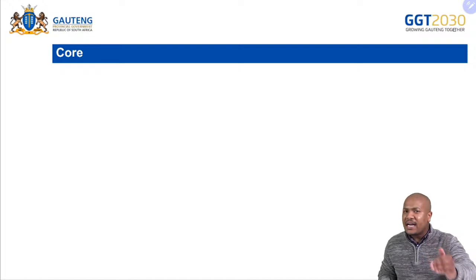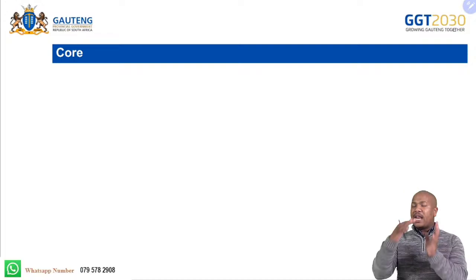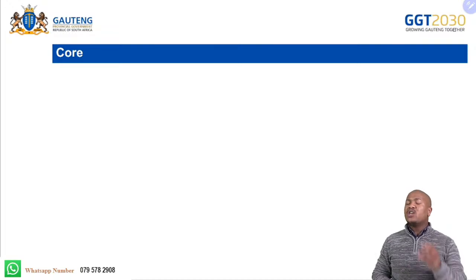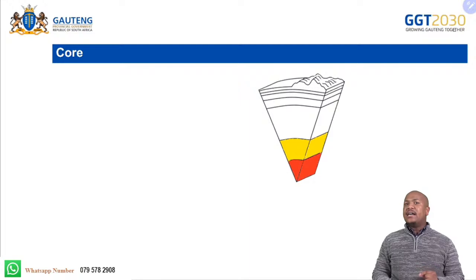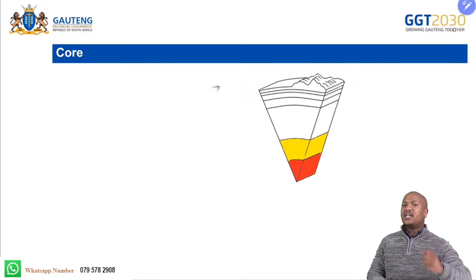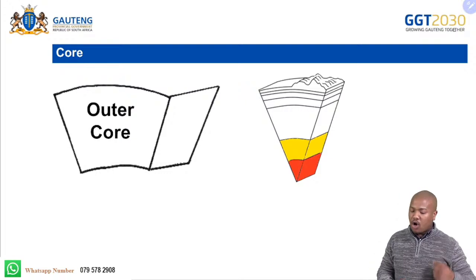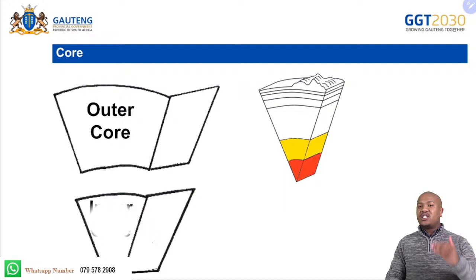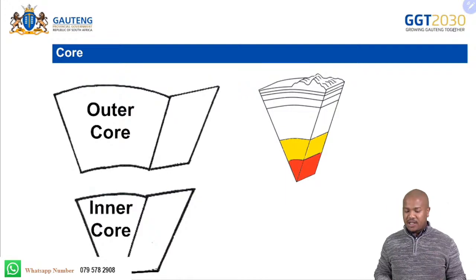Now, the other layer that we're talking about now is the core. Remember, the earth is made up of three layers. We have talked about the crust, we've talked about the mantle, now we are on the core. But I want you to notice something. The core is divided into two. It is the outer core and the inner core. Here is the outer core on top and also the inner core at the bottom on that slice of our earth.